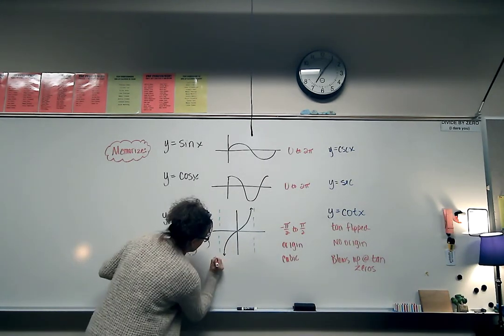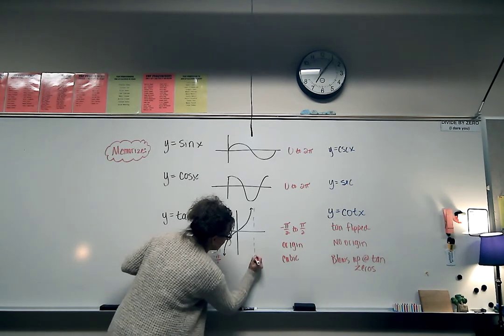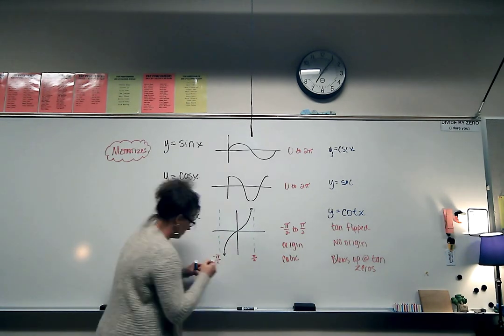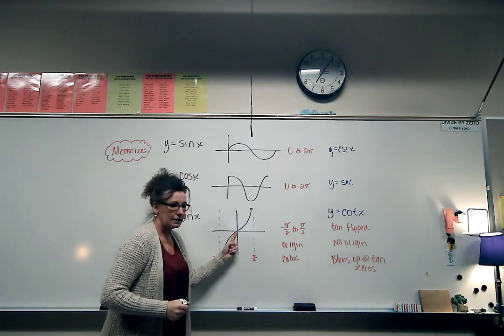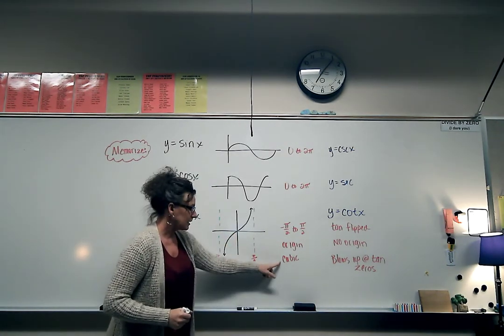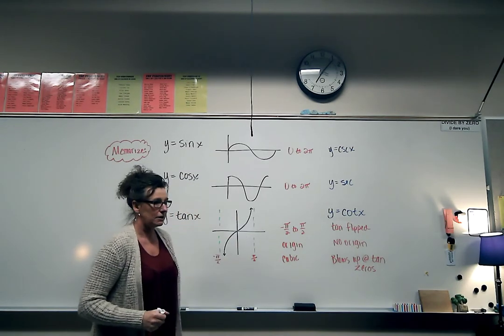Lock it in. Negative pi over 2 to positive pi over 2. Those are your asymptotes. It passes through the origin. See? Lock it in. It looks like a cubic. That's the shape of it. Lock it in.